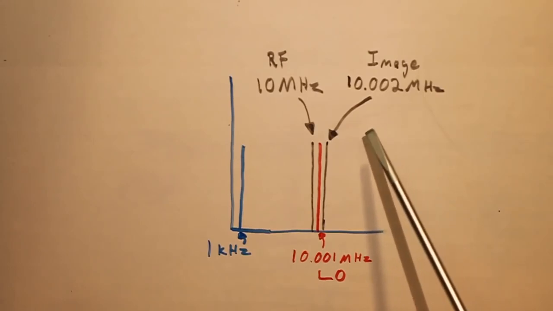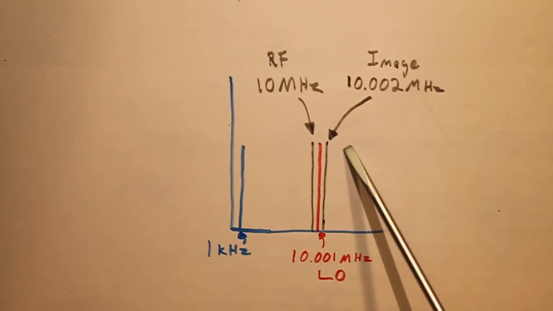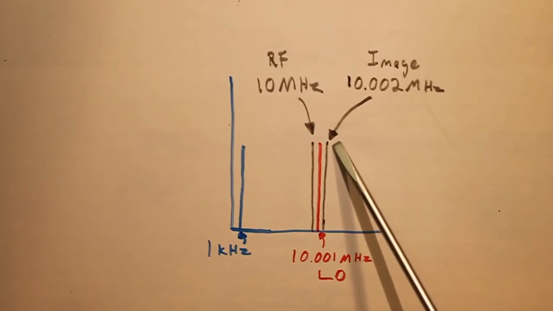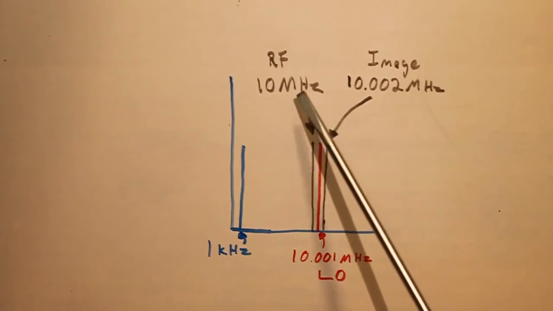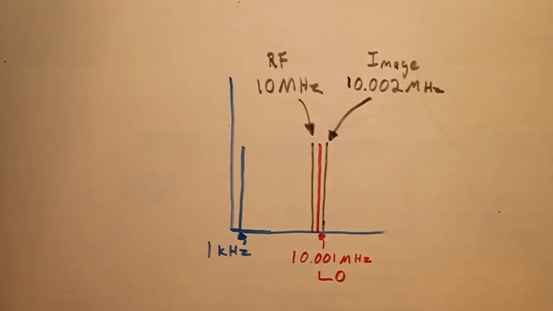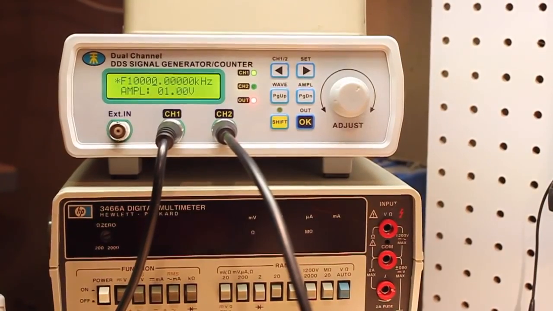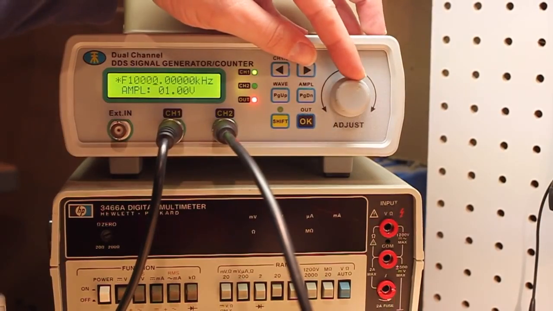So unfortunately, there's really no way that we can distinguish, in this case, between this unwanted image signal and our desired 10 megahertz RF signal. So if I tune up by 1 kilohertz, I hear a 1 kilohertz tone. But if I tune down by 1 kilohertz, I also hear a 1 kilohertz tone.